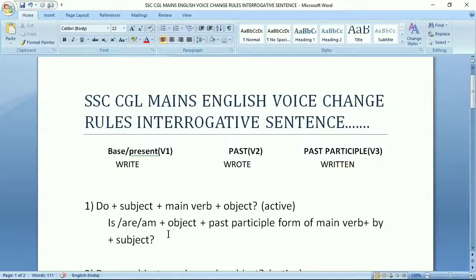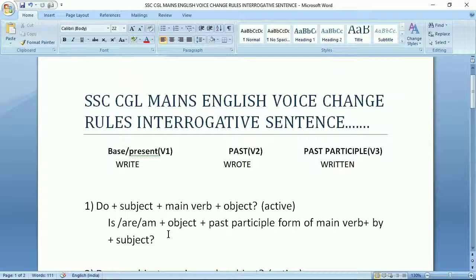Okay. So in this video lecture today we will discuss and you will learn how to solve the voice change of interrogative sentences, those interrogative sentences which begin with do, does and did. Okay. And right now I will teach you how to write and how to solve, what the rules are, and all about the important methods.